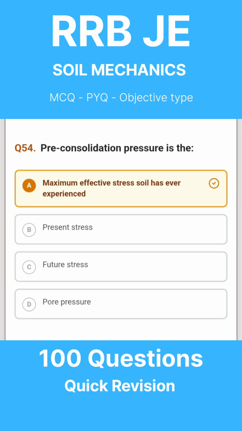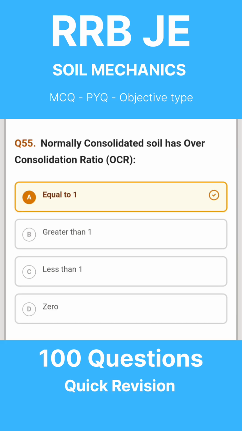Question 54. Pre-consolidation pressure is the? The correct answer is maximum effective stress soil has ever experienced. Question 55. Normally consolidated soil has over-consolidation ratio, OCR. The correct answer is equal to 1.